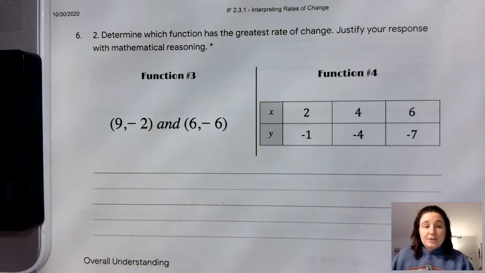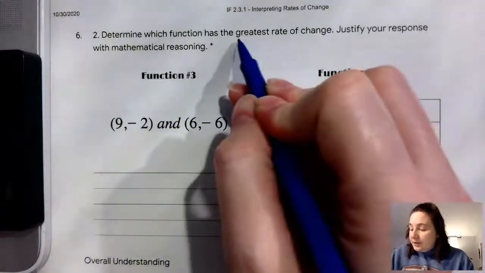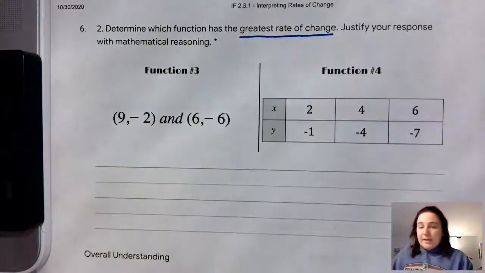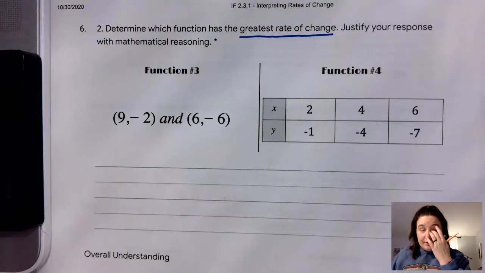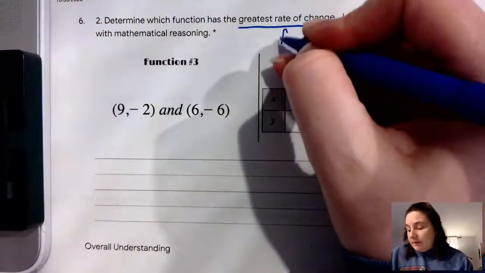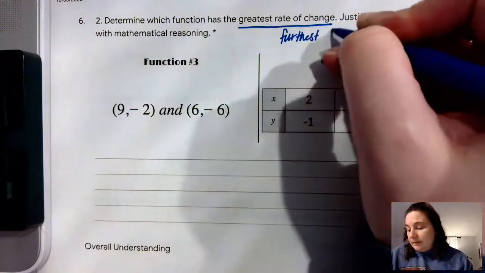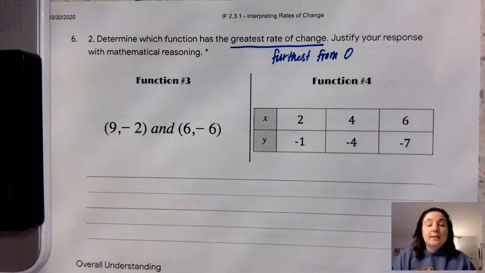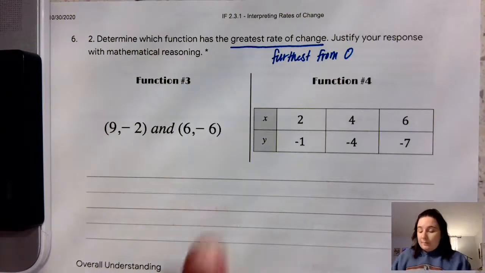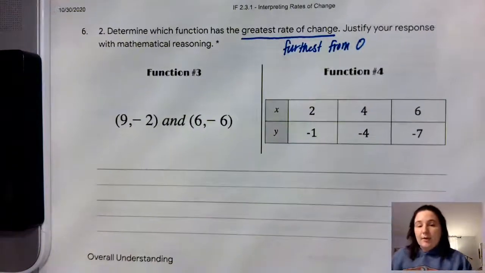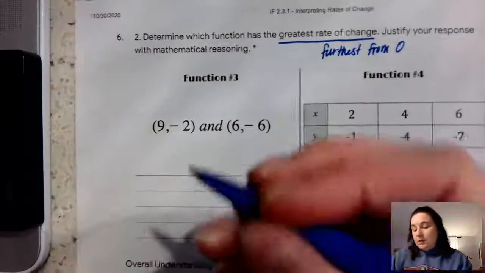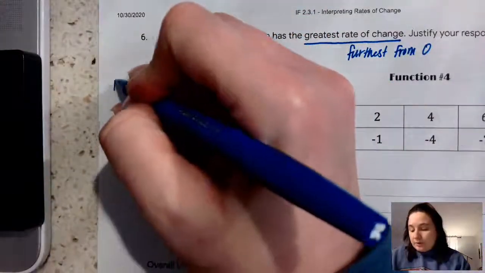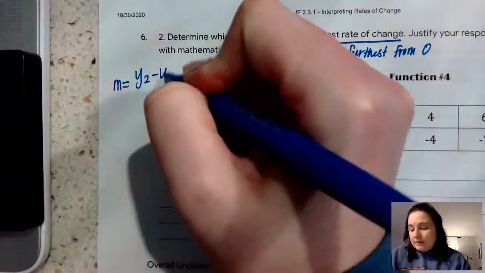Let's look at number 2, which says to determine which function has the greatest rate of change, justify with mathematical reasoning. And since this says the greatest rate of change, that is going to be the furthest from 0. So greatest rate of change, or the steepest, means the furthest from 0. And we have 2 points and then a table. And for both of these, we're going to use the slope formula. And so I'm going to just remind myself right here of what that is.